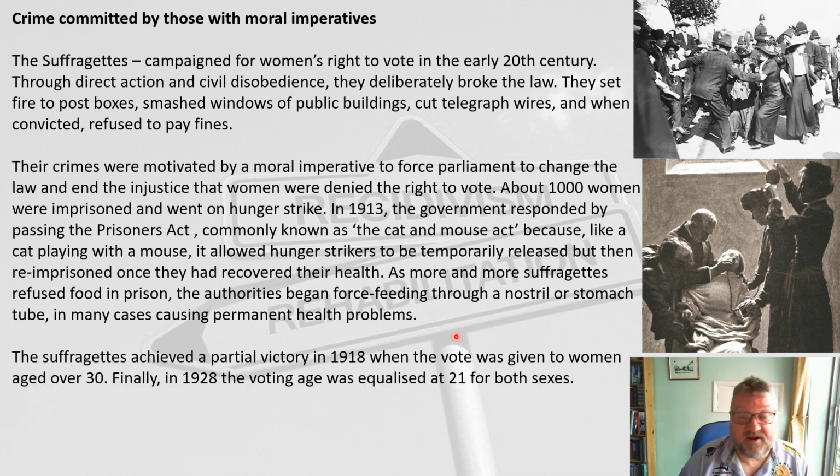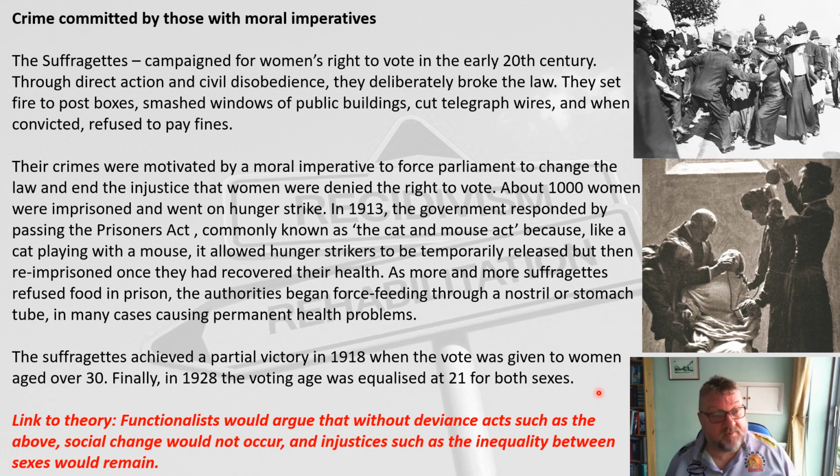The suffragettes eventually got a partial victory in 1918. The vote was given to women over 30. Finally, in 1928, it was equalised at 21 for both sexes. So again, we can link that through to functionalism, which would argue that without deviant acts such as the above, social change wouldn't occur, and injustices such as the inequality between sexes would remain.